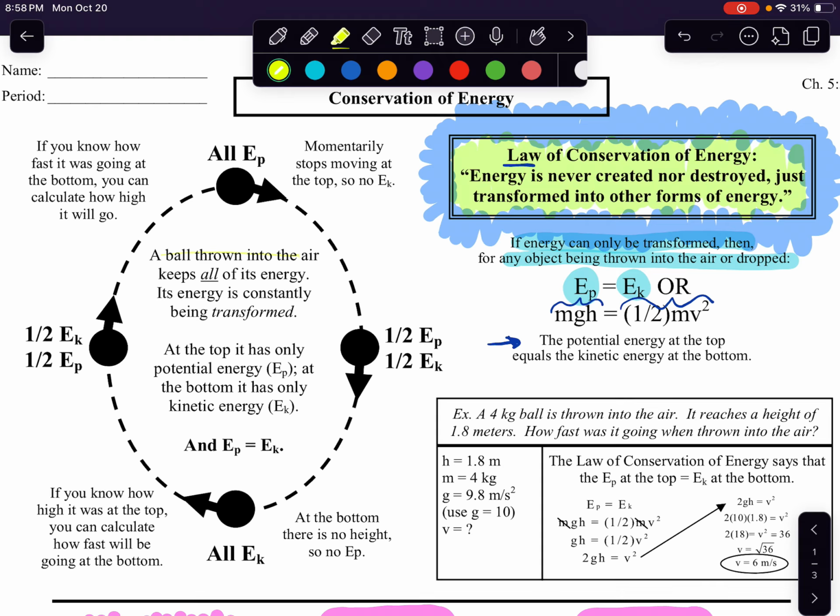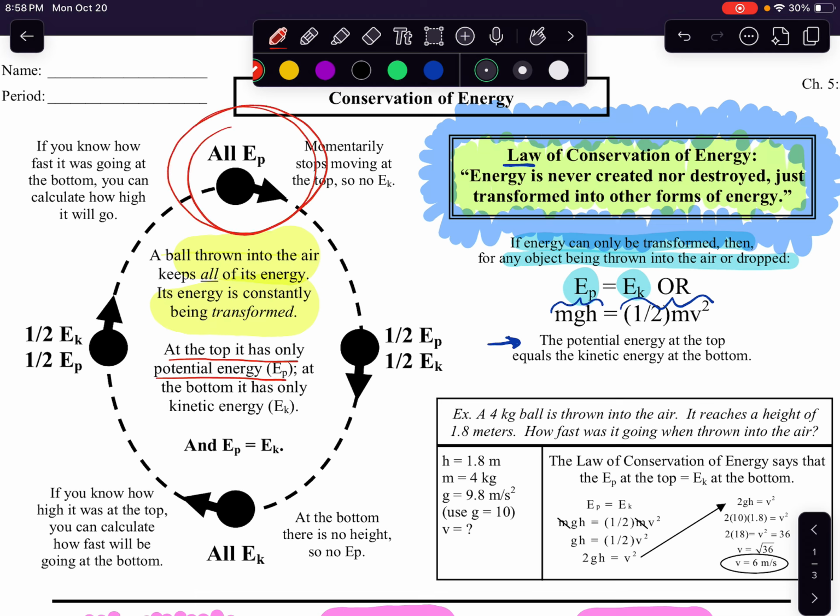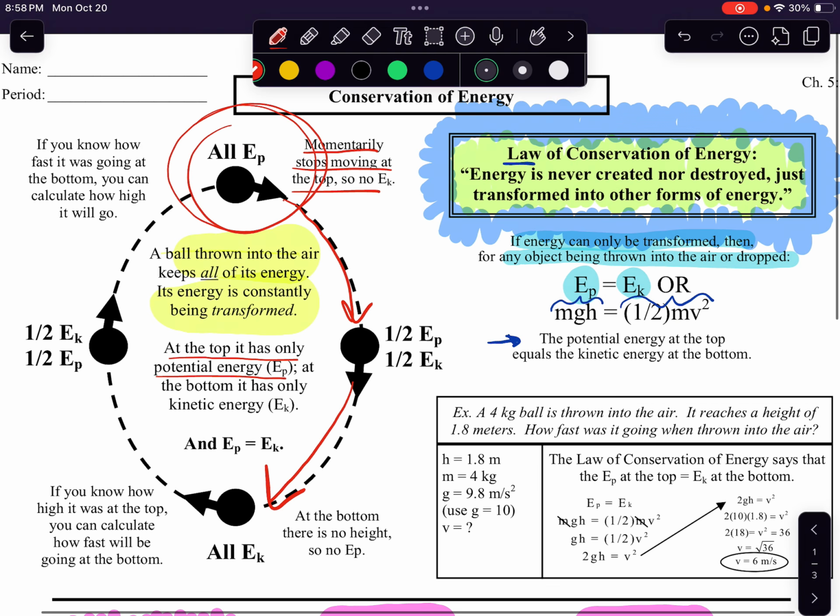So again, they tell us a ball is thrown into the air. It keeps all of its energy. Its energy is constantly being transformed. At the top, it only has potential energy. So up here, if a ball is thrown at its highest height, we know that it momentarily stops moving, right? If you throw something up, it has that very split-second pause where, whoop, it stops and then it starts falling back down again, not in a circle. So that's this part right here, Exhibit A.